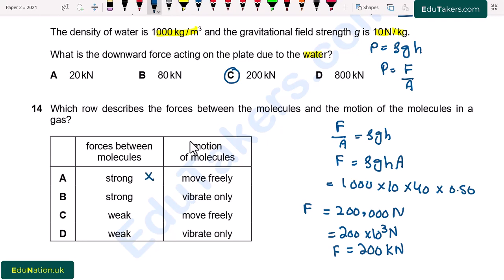Option B, strong and vibrate only. So it is also incorrect because the gas molecules move freely. Option C, weak and move freely. So it is correct. Option D is weak and vibrate only, so they do not vibrate, so it is also incorrect.